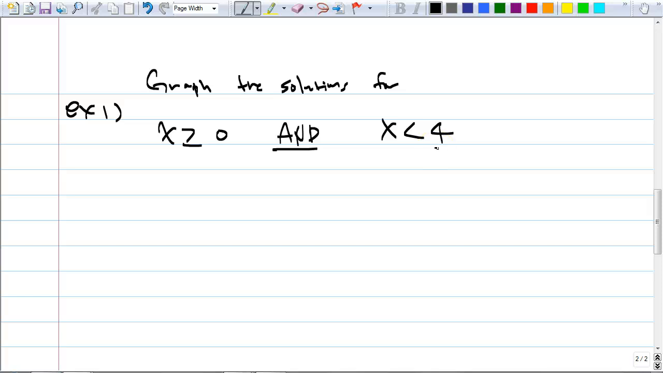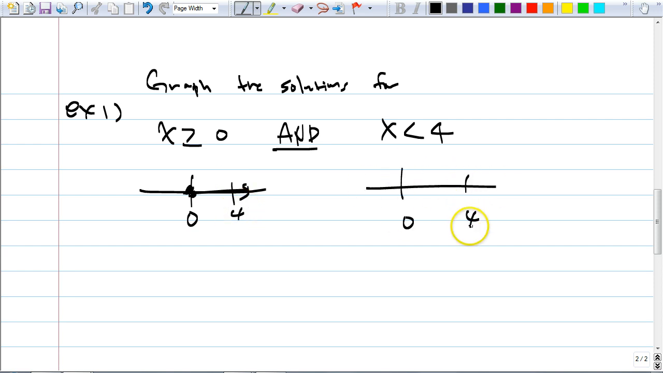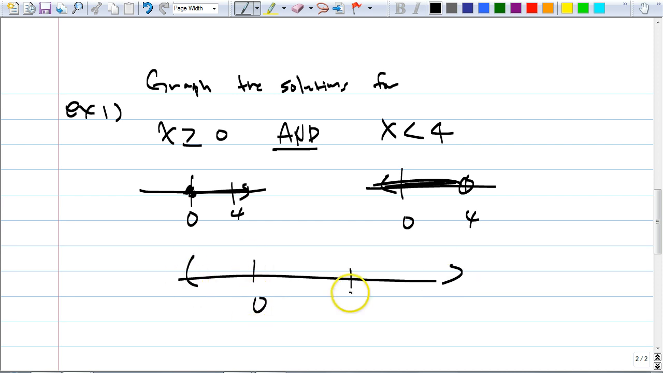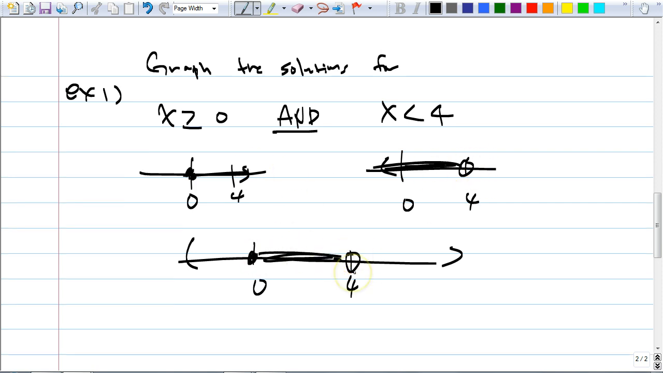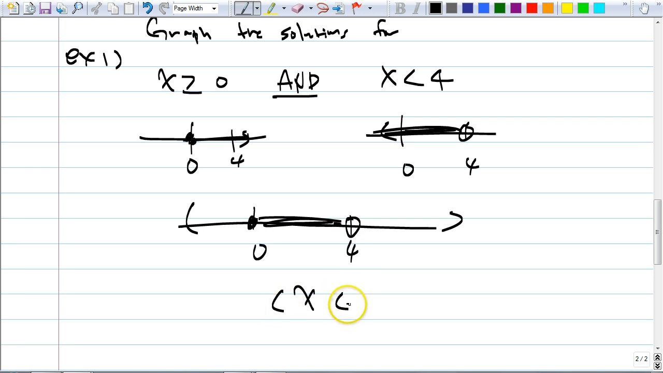So first of all, guys, did you get this graph for x greater than or equal to 0 this way? Where's 4, by the way? Here's 4, right? 0 and 4. X is less than 4. What will be the solution for both of these? Here's 0, here's 4. Anybody? Solid at 0, and what about 4? Is it open or solid? It's open because this is open, right? So how do we say this? X is between 0 and 4, like this. How many people understand? Does that make sense? Okay.